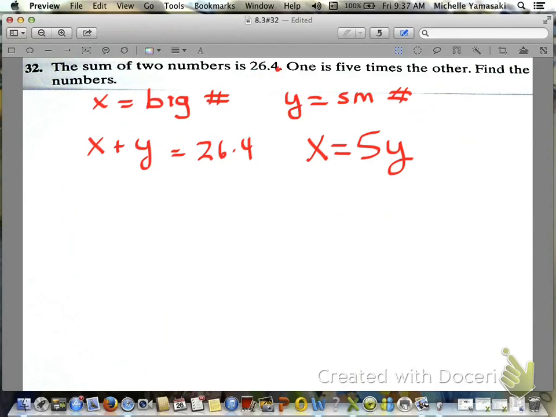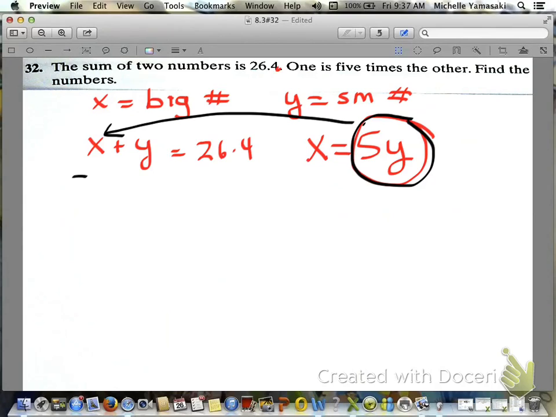Now, what do you think is the best method here for solving? Ari? Yeah, because it's already got a single variable alone, so I'm going to substitute for x. I'm going to substitute in the y. And then it's going to be 5y plus y equals 26 and 4/10. And we get, are you guys good with that?